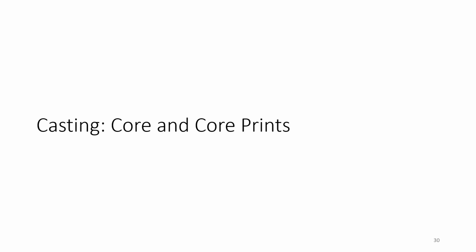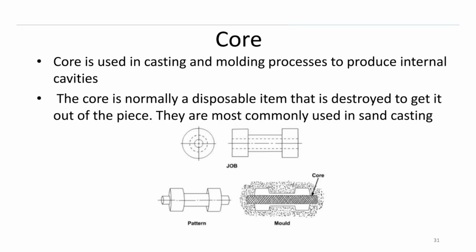Next chapter we have core and core prints. Core is used in casting and molding processes to produce internal cavities, and the core is normally a disposable item that is destroyed to get it out of the piece, and they are most commonly used in sand casting. Okay, so this is the pattern, and here we can see the hole in between this. If you want an entire hole, then you require a core, or for some hollow shape, then also you require a core.